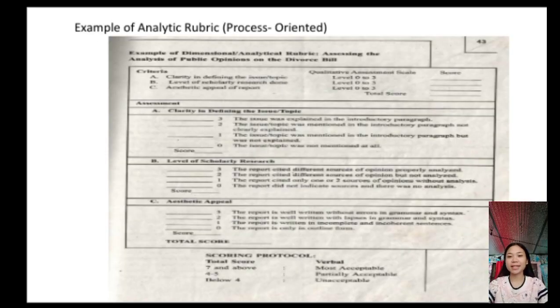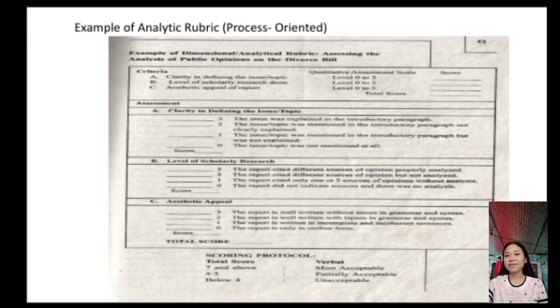So we have here an example of an analytic rubric, process-oriented. An example of a dimensional analytic rubric assessing the analysis of public opinions on the divorce bill. The criteria are clarity in defining the issue or topic, level of scholarly research done, and aesthetic appeal of the report. The rubric has 4 levels of performance: 0, 1, 2, 3.